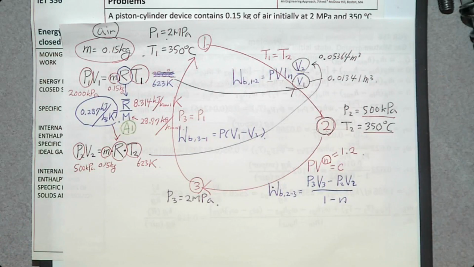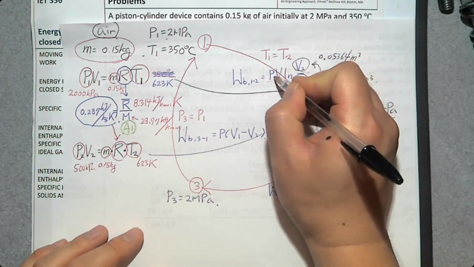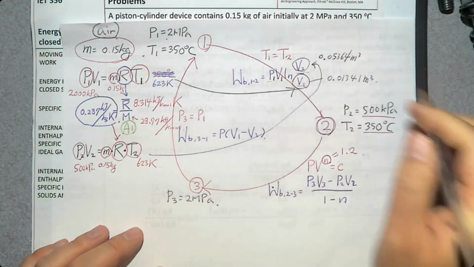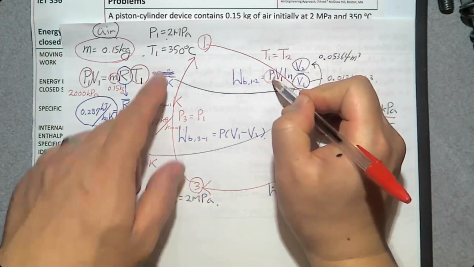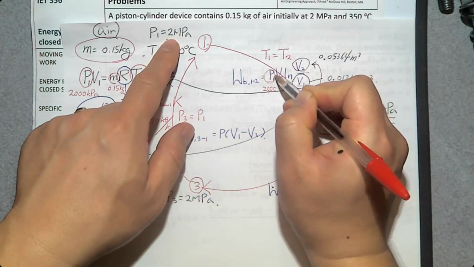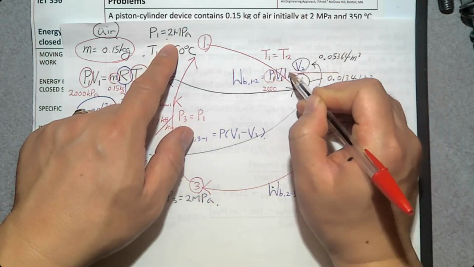Can we use P1 V2? No. If you don't see any subscript, that means that you can either use number 1 or number 2. You can say P1 V1, you can say P2 V2, but you don't want to use P2 V1 or P1 V2. Do not mix them. You can use only one state. So this time I'm going to choose P1 V1. So what is P1? 2000. What is V1? We just found from this number.